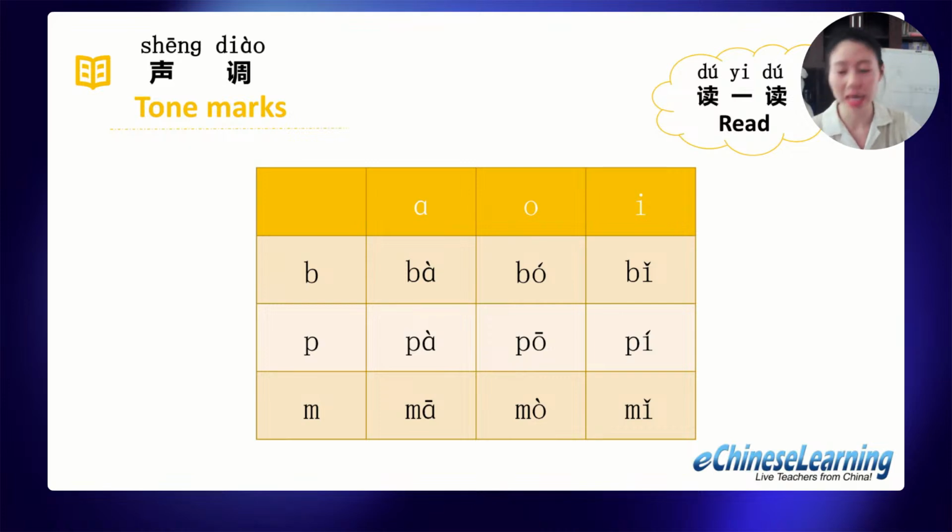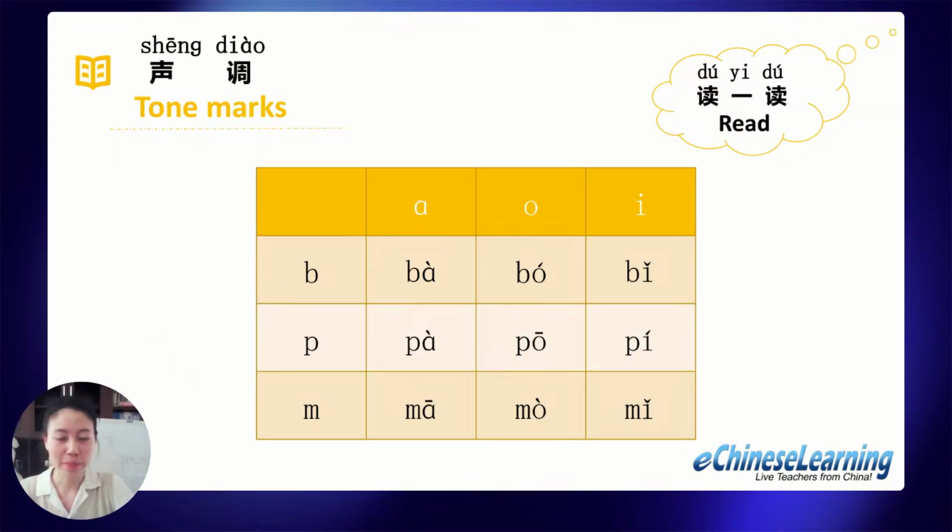Instead on the top of the initial. Okay. So let's see the first one, the first pinyin. So that would be the last tone, right? Because it goes down, so that would be the last tone. So we pronounce like ba, ba. Okay. So this is ba.